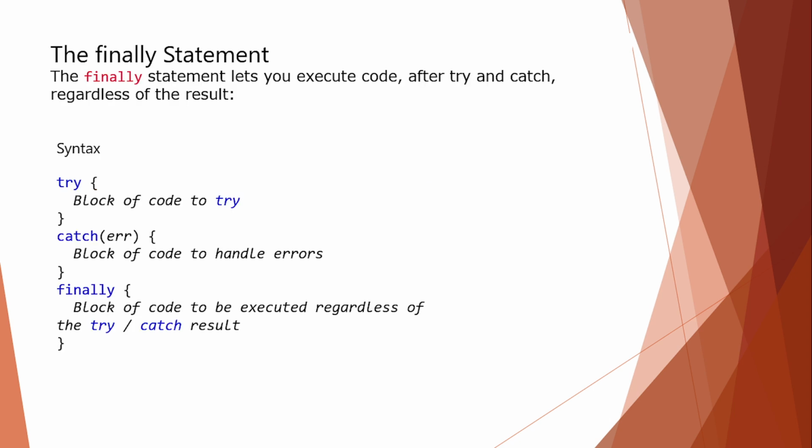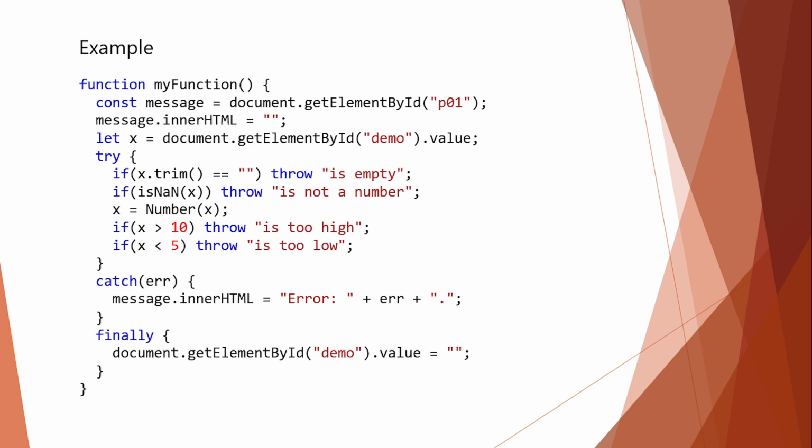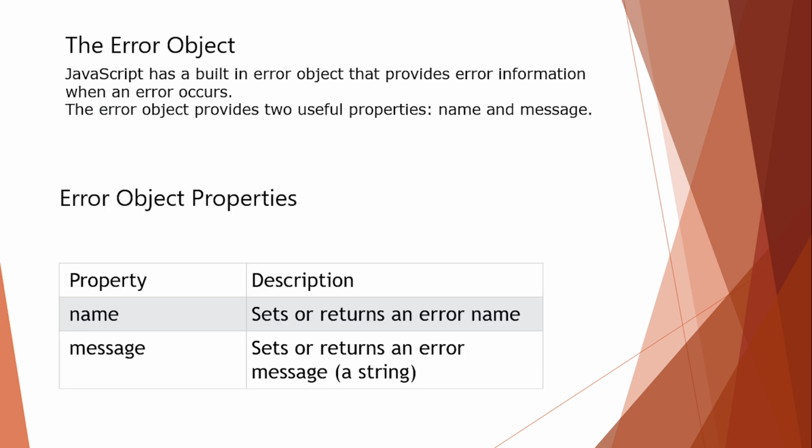The finally statement. The finally statement lets you execute code after try and catch, regardless of the result. Syntax for this: first you have to write the try block, then the catch block, then finally. The finally block of code is to be executed regardless of the try or catch result. For example, here we are using the finally block to run regardless of try or catch.